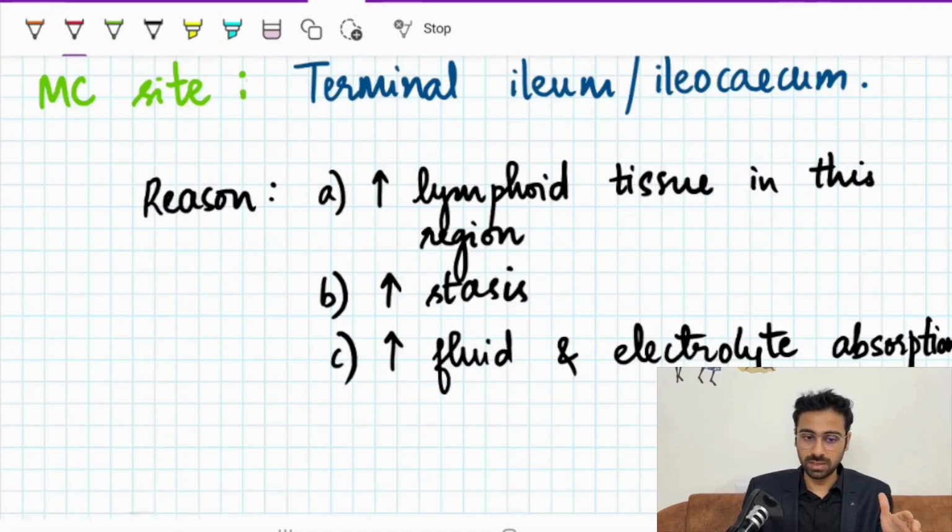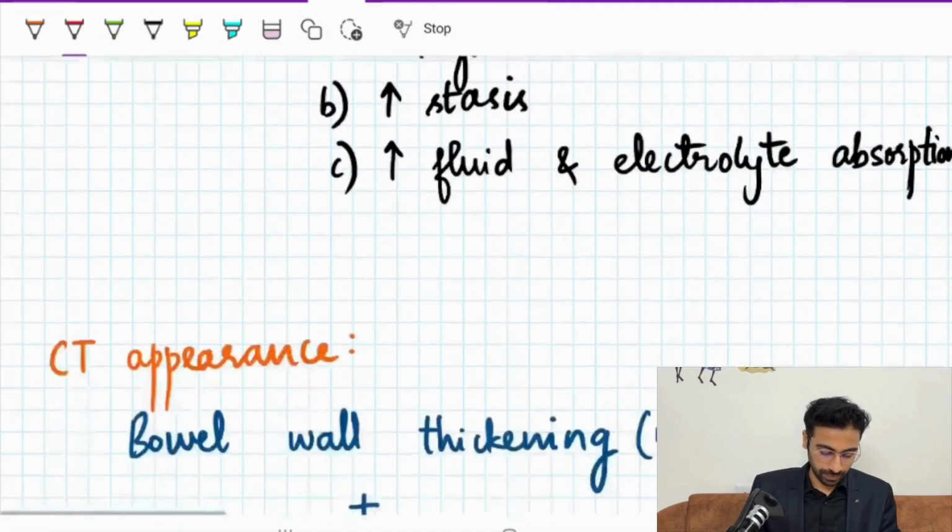So TB is a bacteria, in fact mycobacteria, that loves lymphoid tissues. Next, ileum has the longest transit time in our bowel. So increased stasis. Then there is maximum fluid and electrolyte absorption in this area. So TB, the more chances of it being absorbed in the lymphatic tissues. So by these reasons, the most common site is the terminal ileum or the ileocecum.